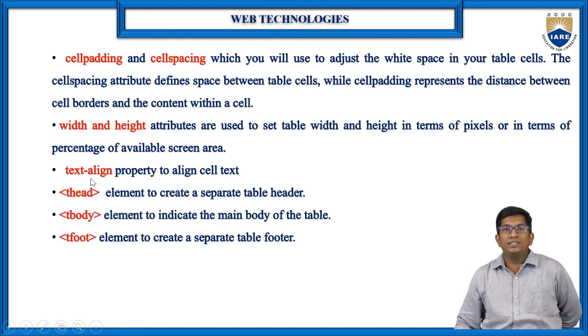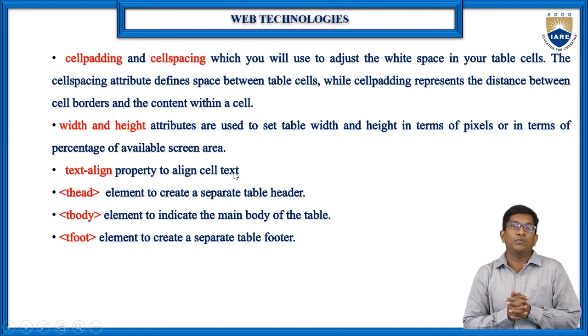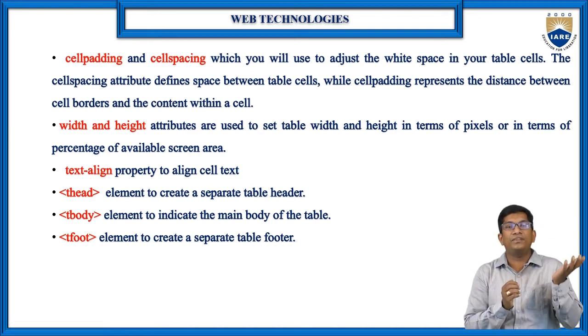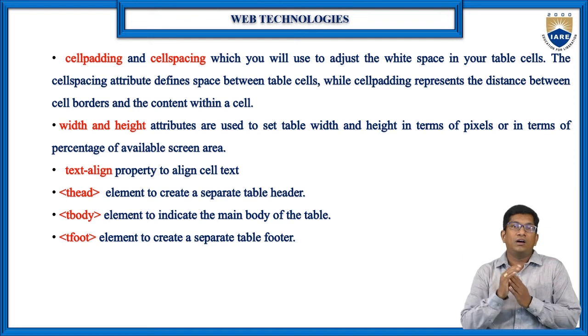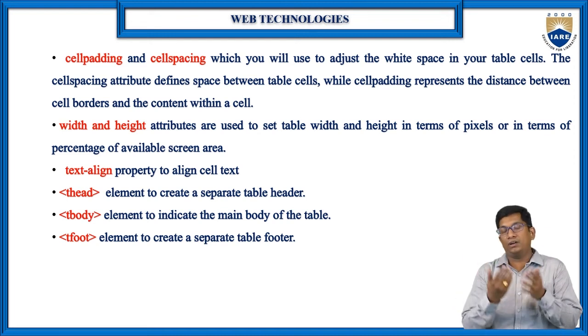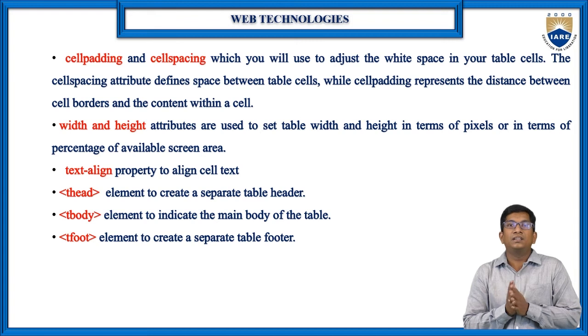And the next attribute is text align. The text align property is used to align cell text. How to display your text in the table, either in center, left alignment, or right alignment, how you want to display your text, that will use the attribute in the table tag, text align.